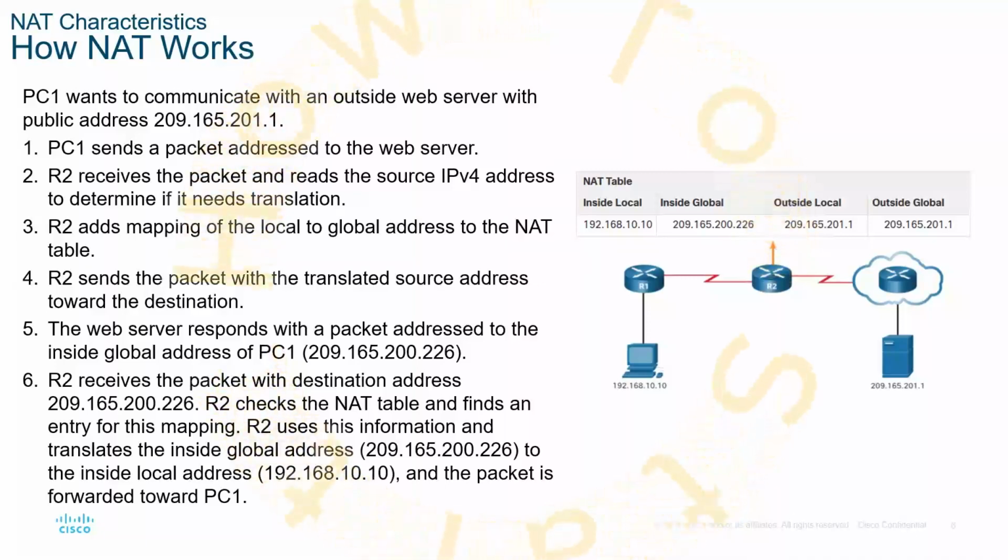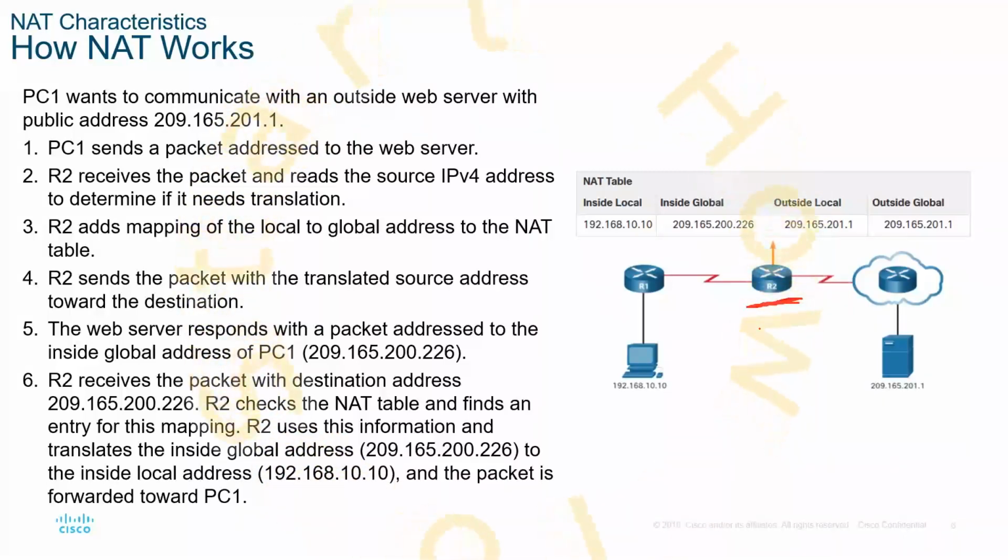So let's assume PC1 wants to communicate with the server. Well, the issue is PC1 has a private address, so it won't be allowed on the internet. So PC1 will send a packet addressed to the web server to the default gateway. Default gateway will forward it appropriately. We're going to assume that R2 is the NAT router. So this is actually our internet device.